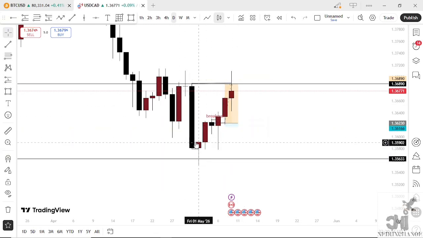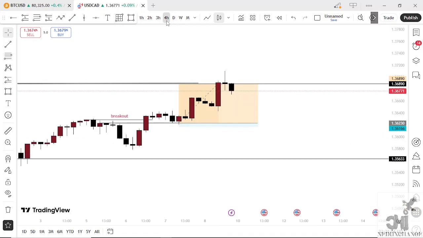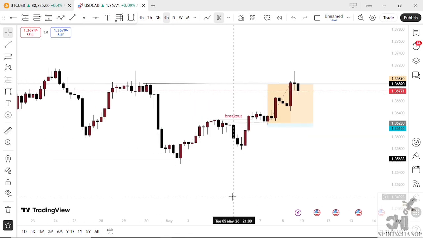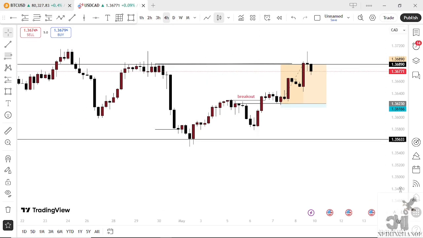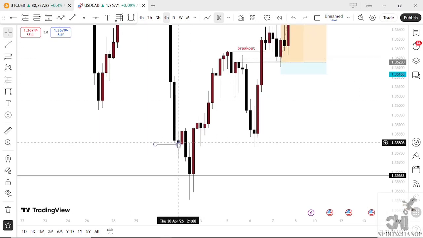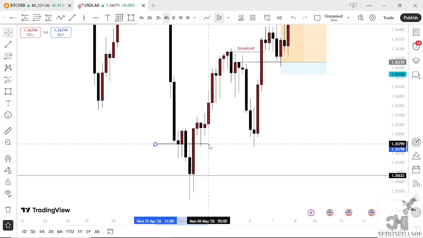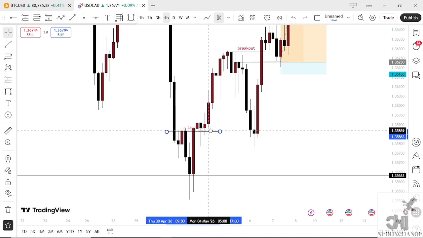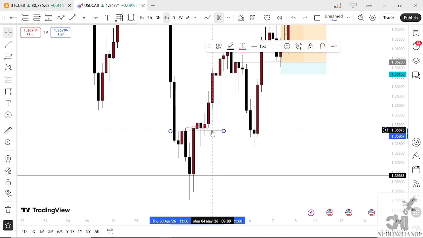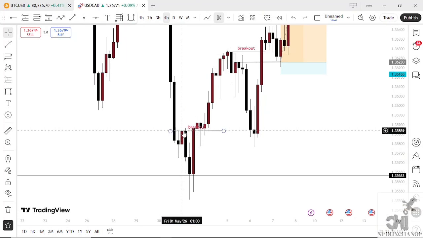So after the CRT has formed, I went down to the 4 hour to look for what? Breakouts. Breakouts are very important because they give you confirmation that okay, this market is about to move in the direction of your CRT. So breakouts are very, very important.